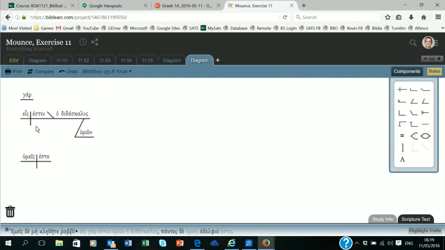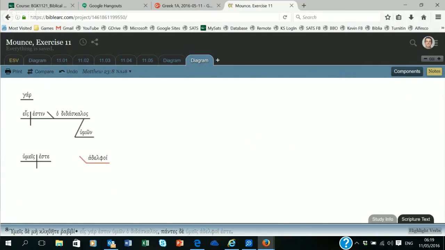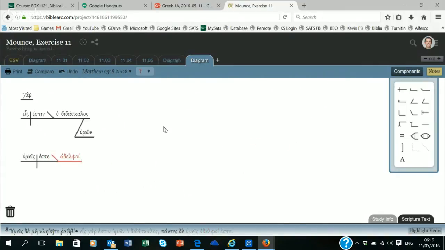Again, the verb is going to take a predicate nominative, not a direct object. So in order to show that, we will put adelphoi, which is the predicate nominative, on our slanted line. So that's our base sentence for the next one. Humeis este adelphoi, you are brothers. So one is your teacher. You are brothers.